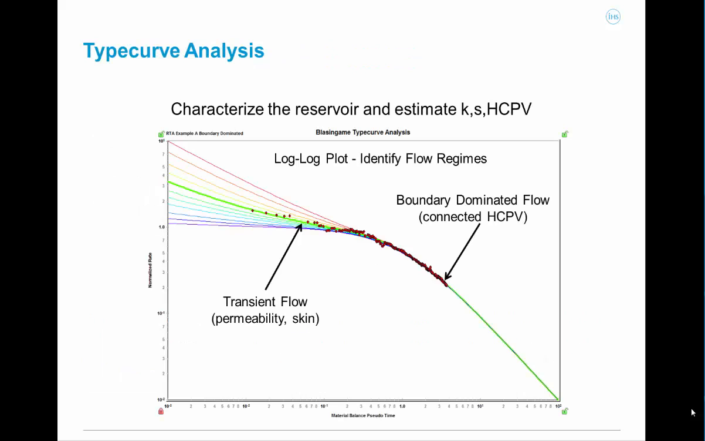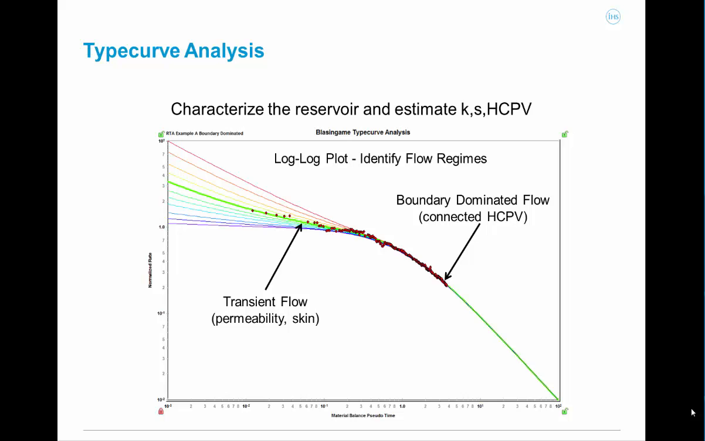Here's a type curve from the software, and this is a Blasingame type curve. But there are many others available, such as Agarwal-Gardner, Fetkovich, NPI. And when we plot the performance data on a type curve with no reservoir response, and position the data to get a match, we get bulk reservoir parameters to help characterize the reservoir.